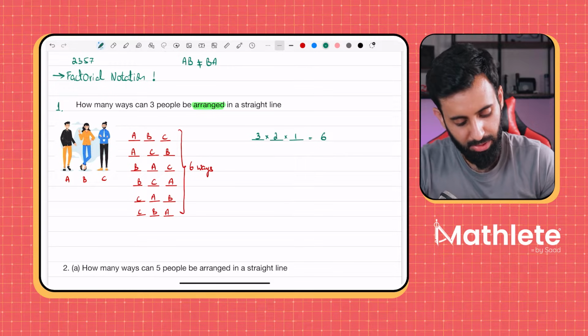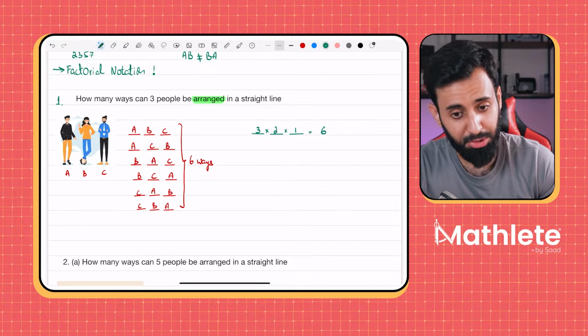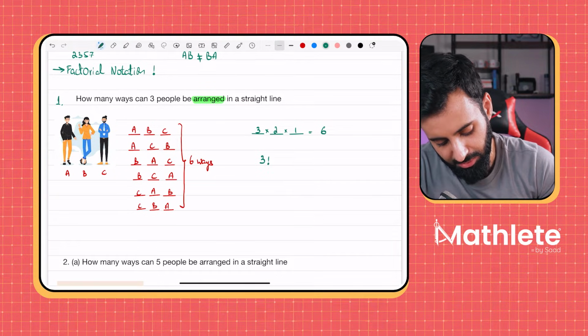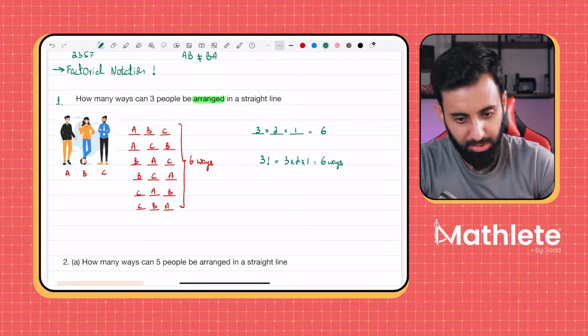So this is kind of like the basic counting principle also, but the reason why we have termed this factorial notation is because 3 into 2 into 1 is basically the same as 3 factorial, which is 3 into 2 into 1, and that's equal to what? That's equal to 6 ways, okay?